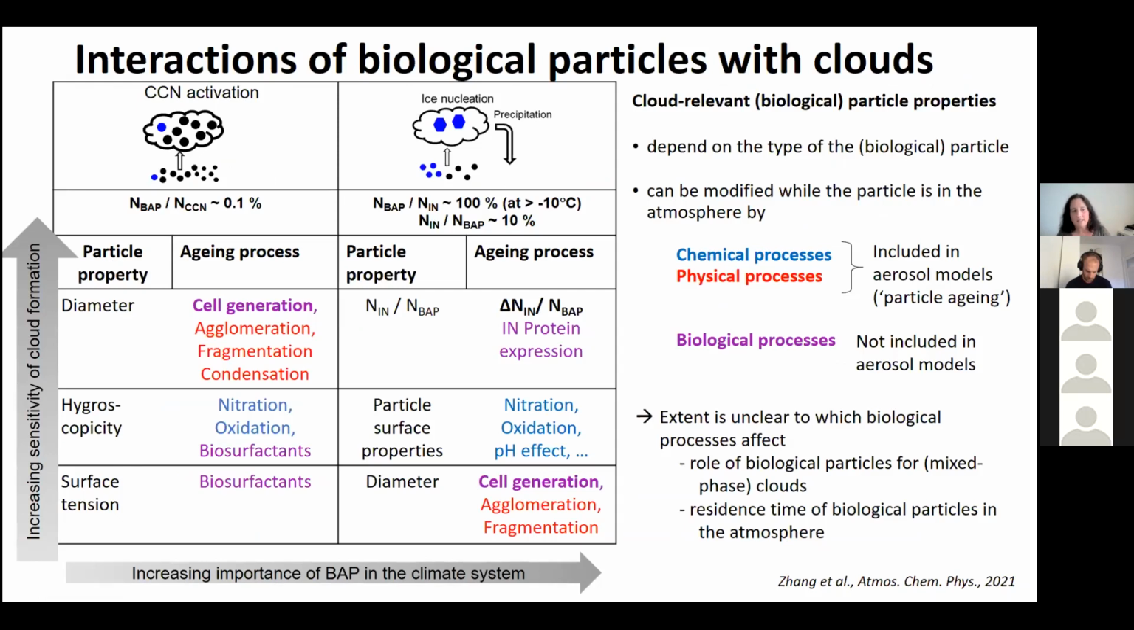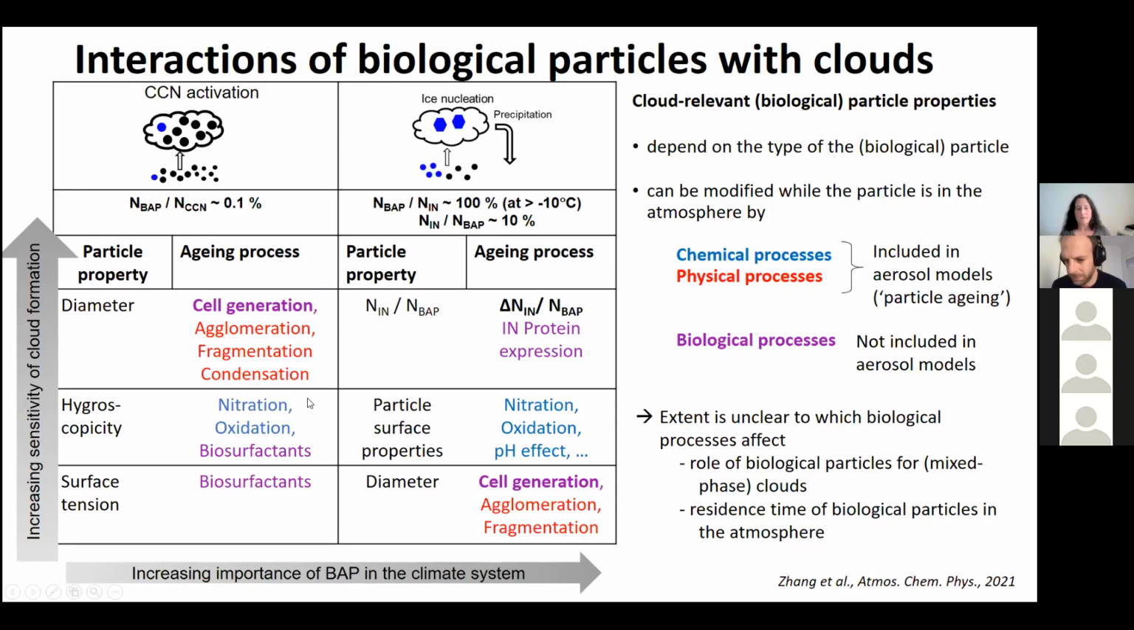This ranking by no means is new. However, it applies to any particle, but we also thought about, okay, what happens if I have a biological particle like a bacteria cell? What processes can change these parameters to an extent that might be important and should therefore be included in models, this aging process or this modification process. I talked about the cell generation. It might be enough to make a bad cloud condensation nuclei into a good one.